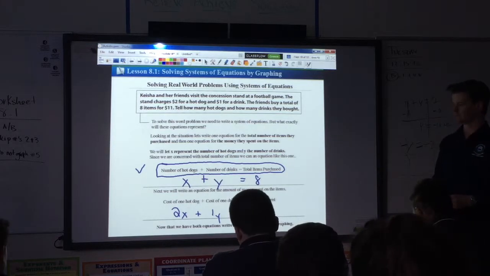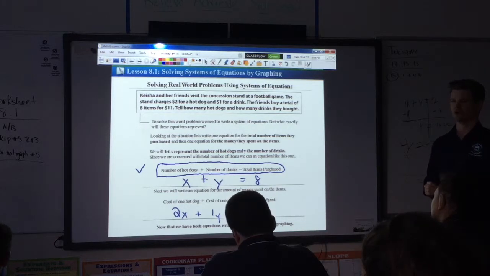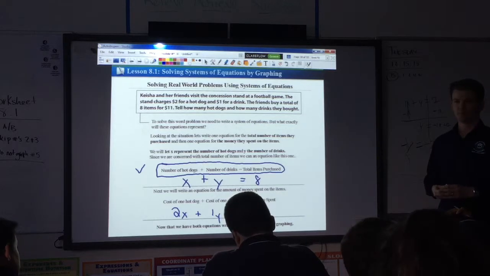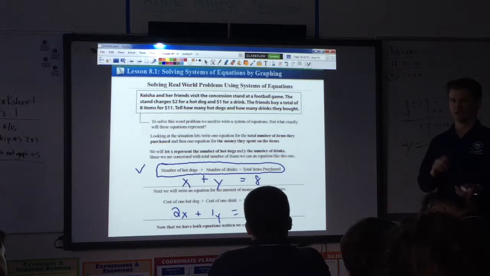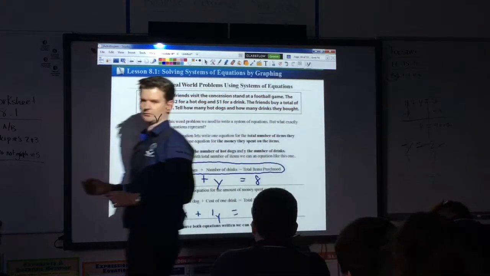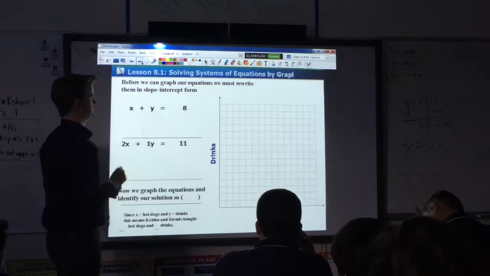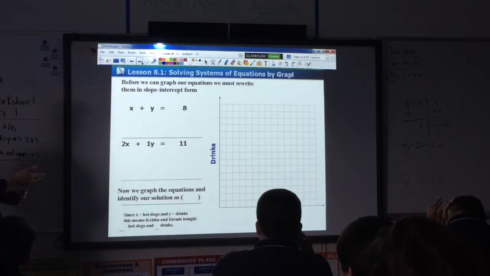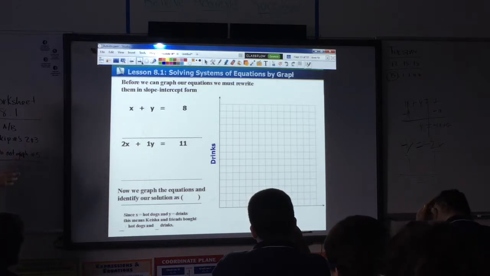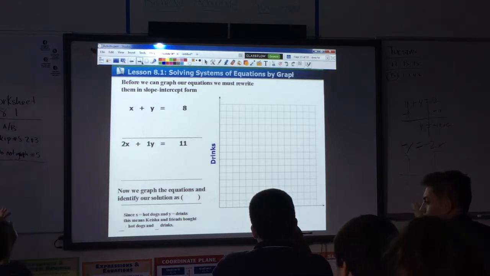So that's my system. x plus y equals 8. 2x plus 1y equals 11. I will now put these in slope-intercept form and graph them in order to figure out how many dogs they bought and how many drinks they bought. You guys have this all written down? Yes. Okay. If you look, we're going down to the next part of your notes. You see that the equations are already here for us. Okay, that's great. Can I graph these yet?